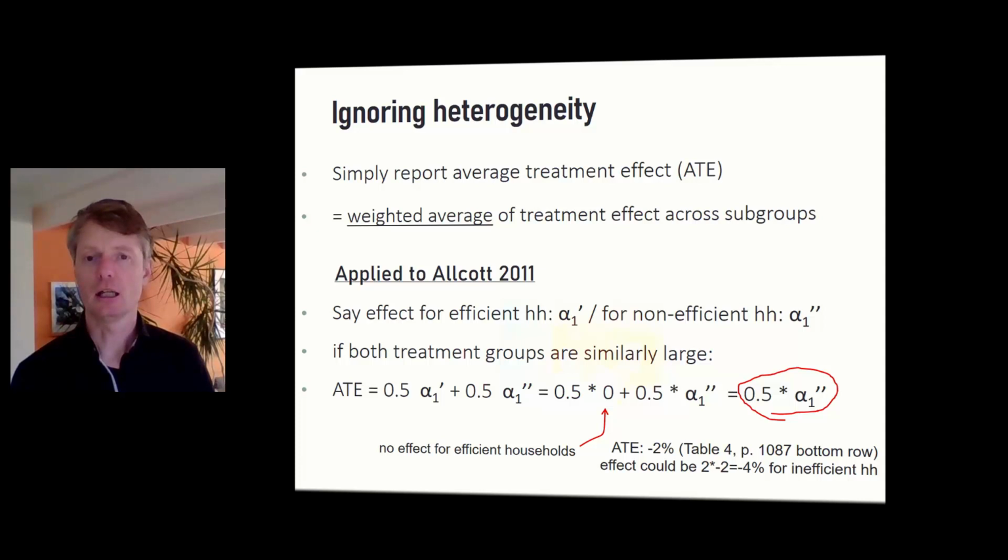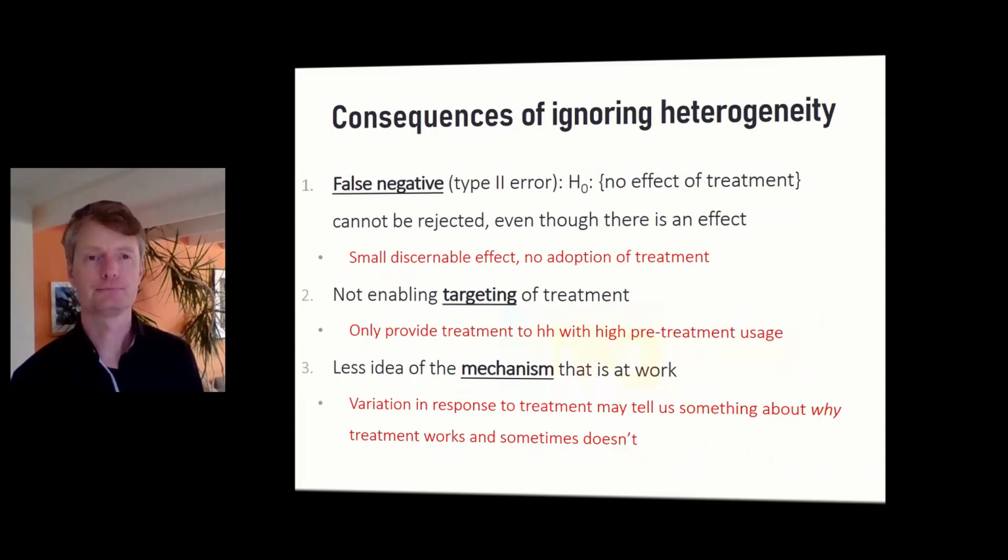So the average treatment effect is then basically half the treatment effect for the non-efficient households. Given that Alcott on page 1087 reports an average treatment effect of minus 2%, then based on this simple calculation and assuming that both groups are similarly large, we can conclude that the effect for the non-efficient households is actually minus 4%, so twice as large.